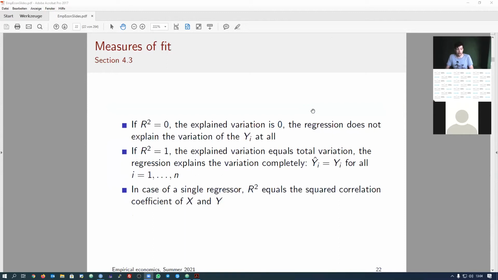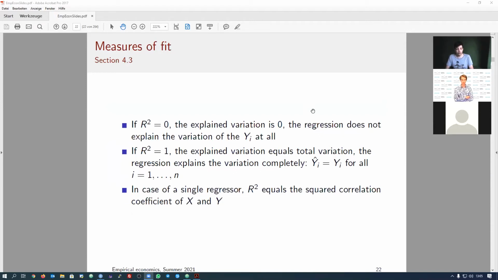As I said, if R squared is 0, then the explained variation is 0. So we cannot explain anything of the variation in our data with our model. And if R squared is 1, then we can explain everything of the variation of our dependent variable with our regression. Then all the points would be exactly on the regression line.